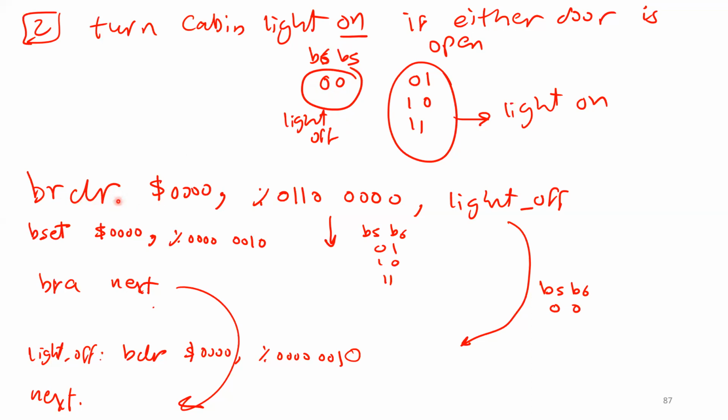I'm going to say branch if clear on these two bits. If these two bits are clear, I have to go somewhere to turn the light off. To turn the light off, again, bit clear, and I have to clear the second bit, 0 1, to turn the light off. This branch is going to be taken if these two bits are clear. Otherwise, I'm going to come this way, and I'm going to turn the light on. And then again, you have to skip this one. Don't forget this one.